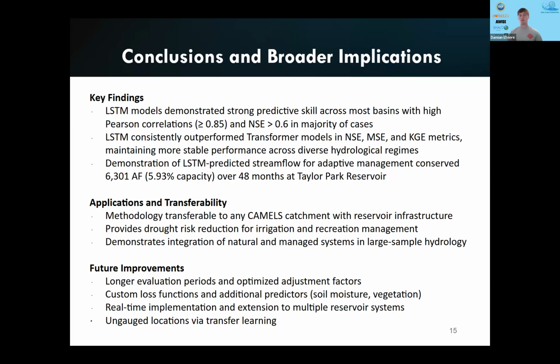For applications, the methodology is transferable to any CAMELS catchments with reservoir infrastructure, and it provides drought risk reduction for irrigation and recreation management. It also demonstrates integration of natural and managed systems in a large-sample hydrology space. For future improvements: longer evaluation periods and optimized adjustment factors, and a key component we discussed was custom loss functions and additional predictors beyond our static attributes, then real-time implementation and extension to multiple reservoir systems. And lastly, for ungauged locations, this can be applied through transfer learning.